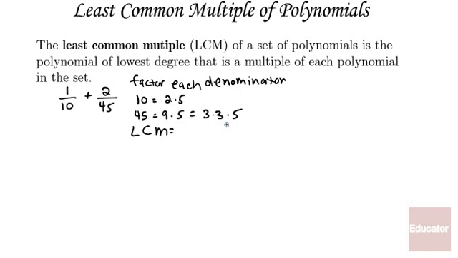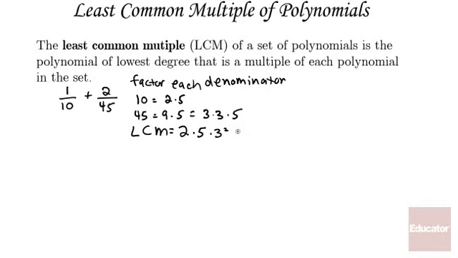So for 10, I have 2. So I need to include that. I also have a 5, and I have a 5 in both of them. So I have a 5 here, I have a 5 here. I'm going to include the 5. Down here, I have 3, but it's actually 3 squared. So I need to include that. And let's say I had a 3 up here. I would still use 3 squared because I need to have all of these factors included to end up with the least common multiple.